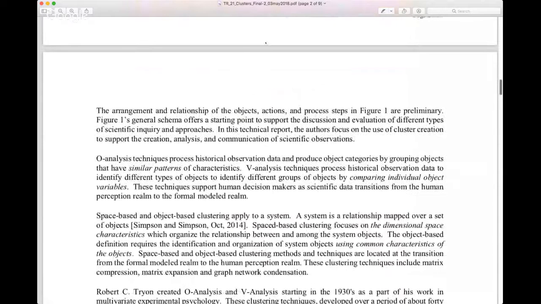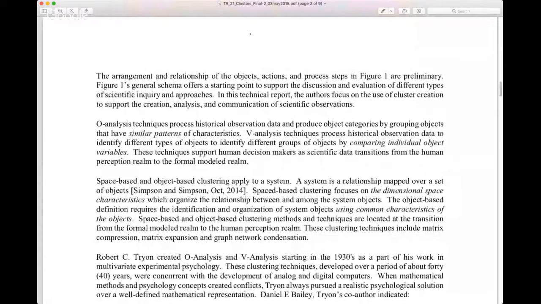All right. Yes. So the arrangement and relationship of objects and actions and process steps in Figure 1 are preliminary. I want to emphasize that. We're just going to be starting with it. The general schema is a starting point to start developing this in a little more detail. Some of the areas where it needs to be developed: do you have a single person doing this? Do you have 2,000 people doing this? What are the goals? What's the value system? How do you rate and rank them?